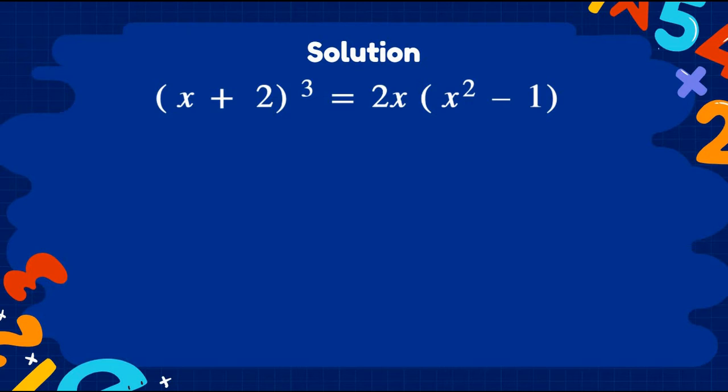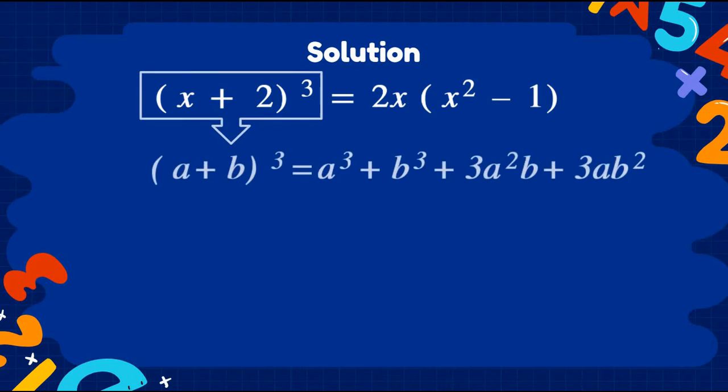We can see that we have an algebraic identity that can be used over here. It is (a + b) whole cube indeed. So we have (x + 2) whole cube here. We can use the identity (a + b) whole cube and substitute the values of x and 2 in the right places to further simplify it. So what is the formula of (a + b) whole cube? It is a cube plus b cube plus 3a square b plus 3ab square.